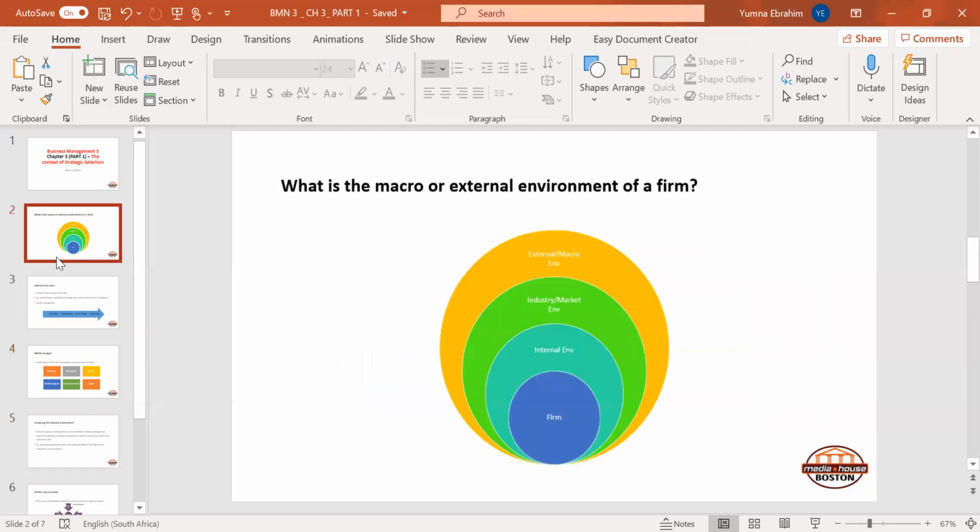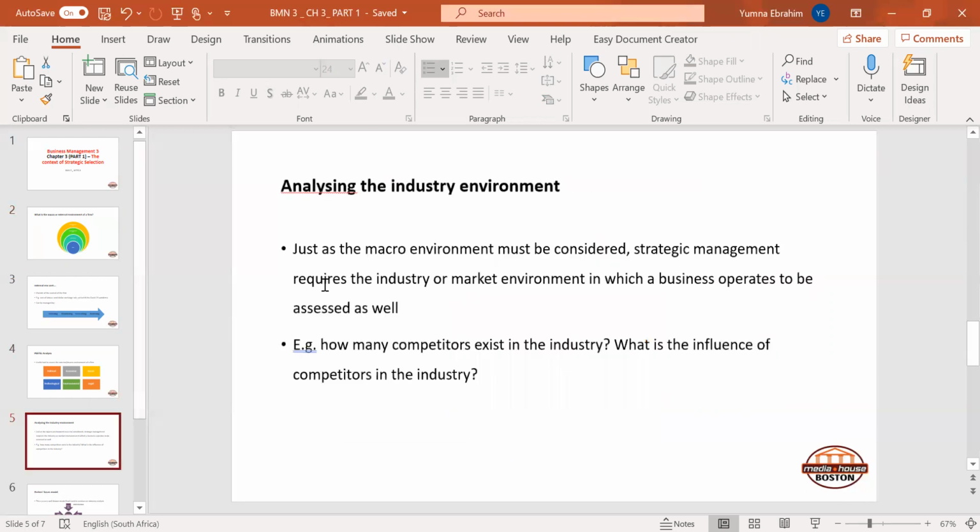So as I said before, after you look at the external environment, the next level is the industry or market environment. So every firm forms part of a particular industry. And just as a firm considers the macro environment, they must consider the industry or market environment. Now, a firm has no control over the macro environment.